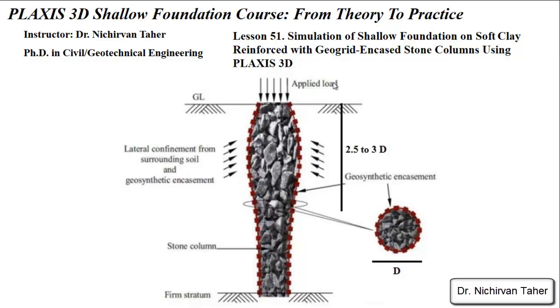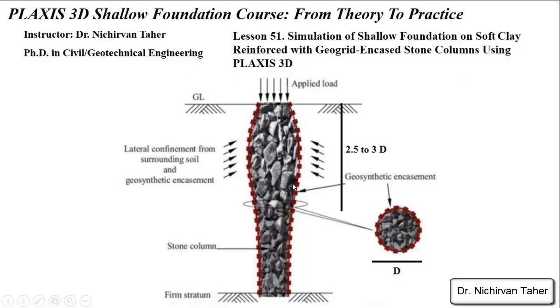This is lesson 51, and in this tutorial we are going to simulate a shallow foundation on soft clay reinforced with geogrid-encased stone columns using Plaxis 3D. If you remember, in the previous example we did almost the same thing. We simulated a shallow foundation on soft clay reinforced with stone columns, but in this example, instead of just stone columns, we will use geogrid-encased stone columns.